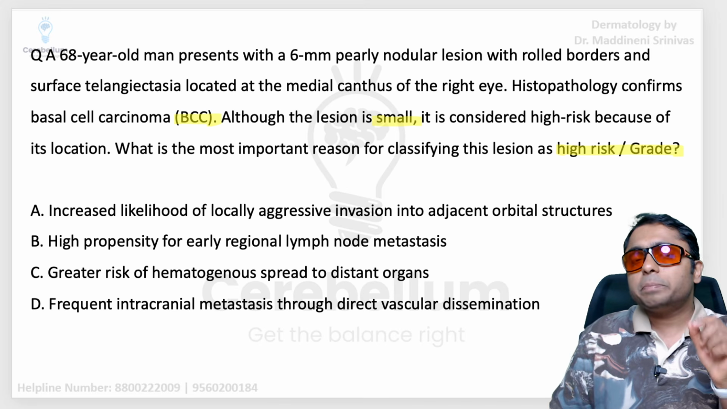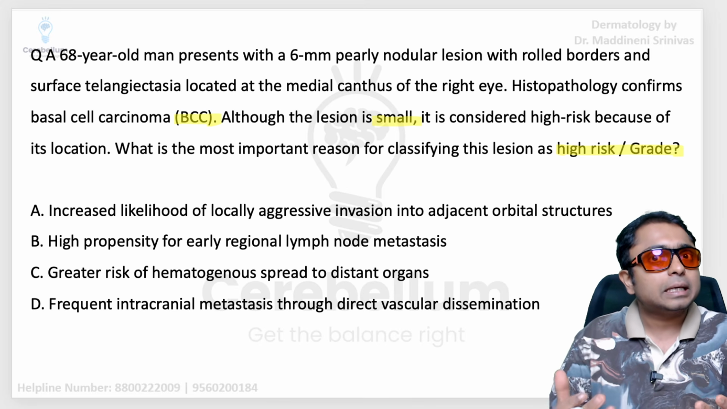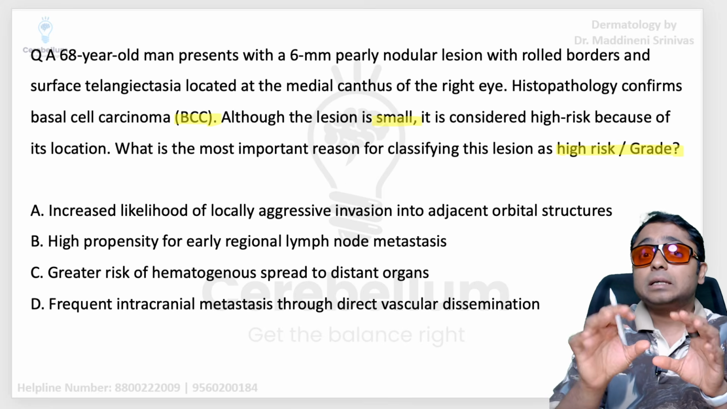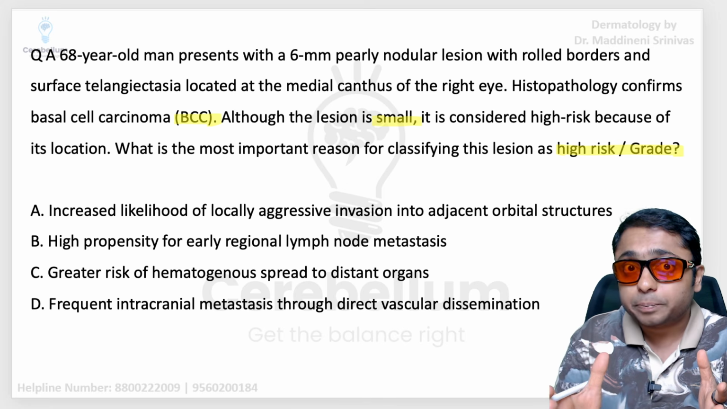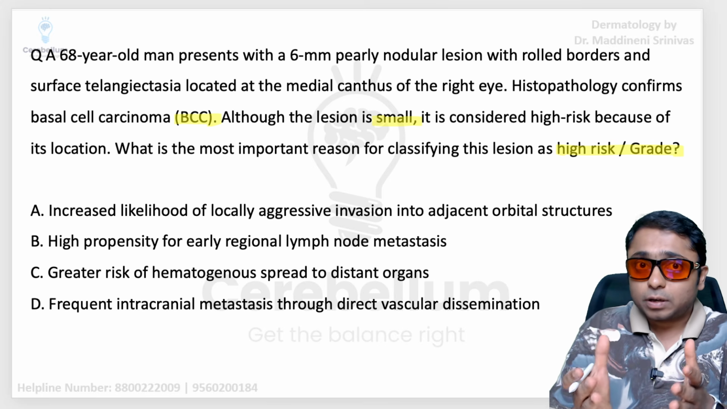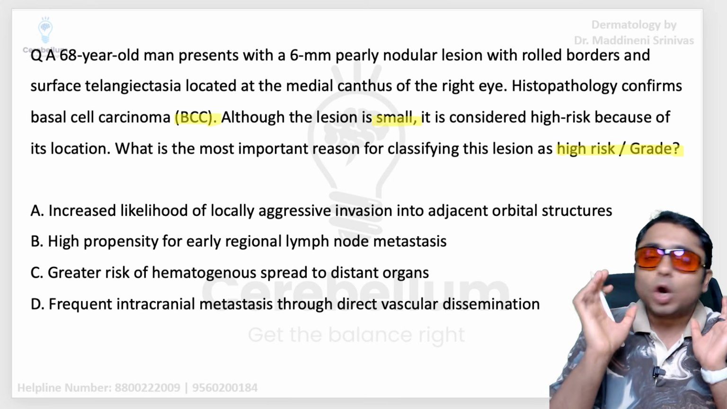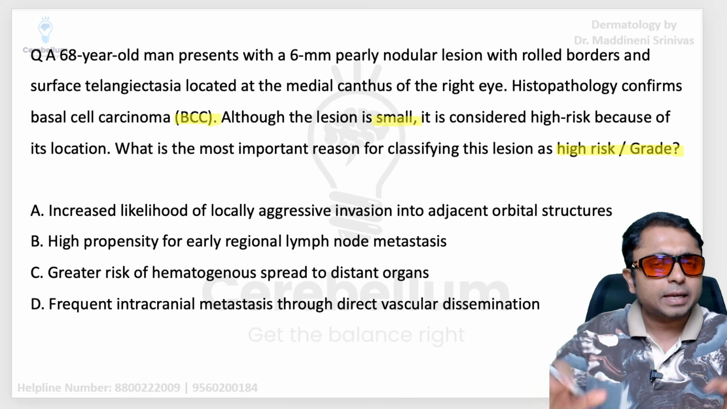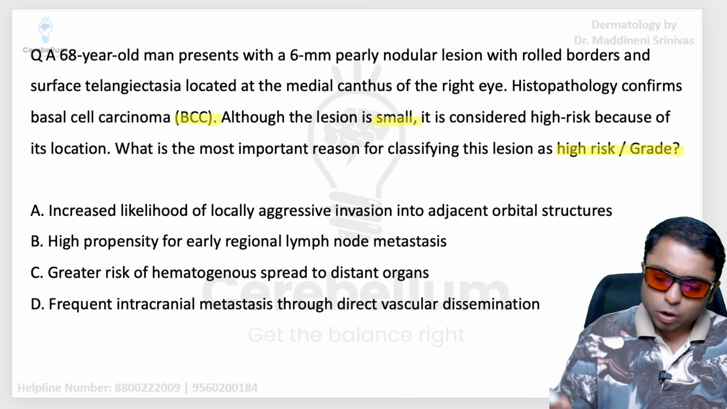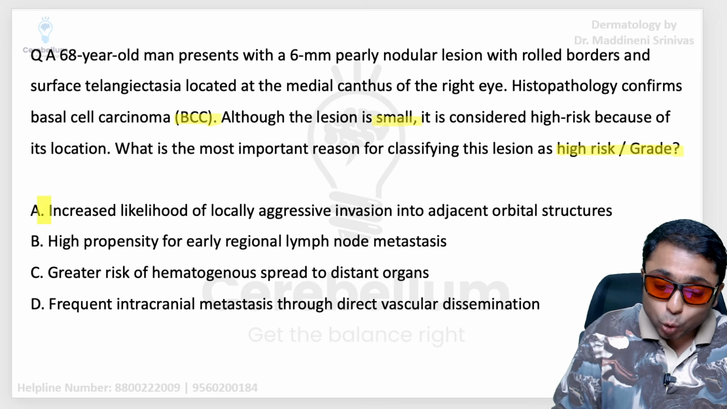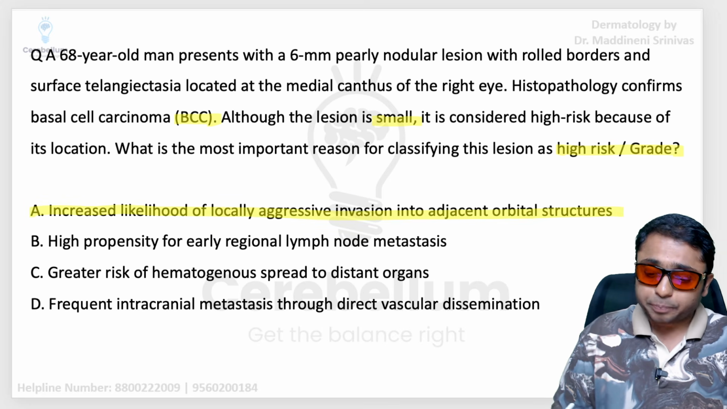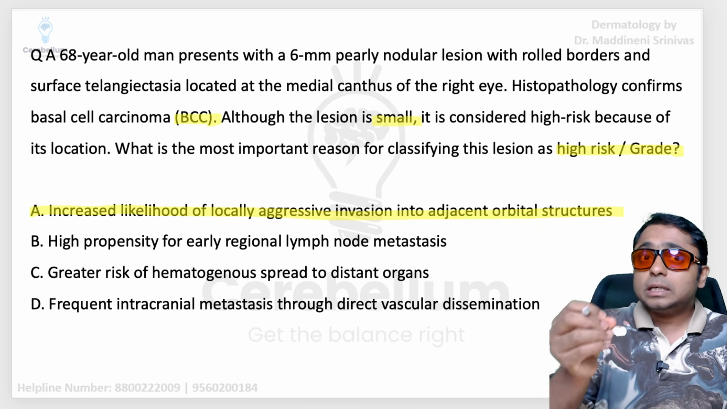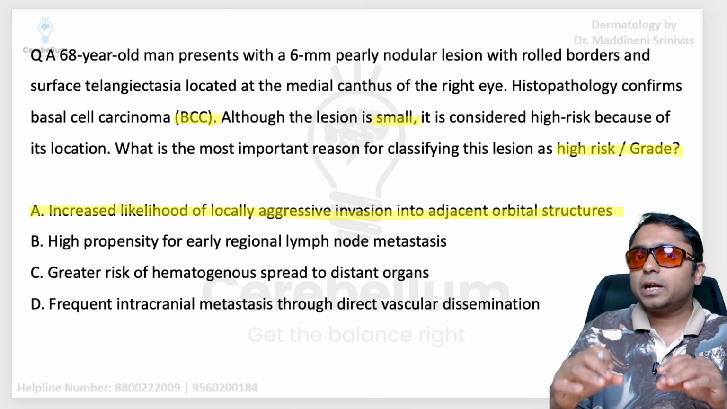So remember, dear students, basal cell carcinoma is a locally aggressive carcinoma, and I hope you remember the other name for this condition, it is going to produce a rodent ulcer because of its aggressive growth locally. It will not metastasize, it will not spread hematogenously, it will not spread lymphatically. Okay. So now with that knowledge, what will be the most likely answer? It is locally aggressive invasion, it is going to produce invasion into adjacent orbital structures. That is possible. So this is going to be the better option in this particular option group.